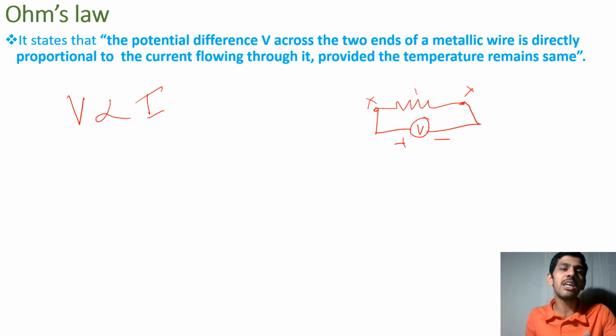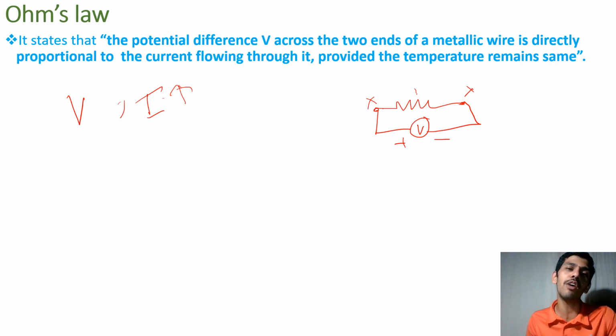What is the meaning of directly proportional? Directly proportional means as V increases, let us assume that I have increased the value of V. How to increase the value of V? In place of taking one battery, connect two batteries. At that time what happens? The potential difference increases. At that time, according to this law, what does it say? When I increase the potential difference, I also increases. V increases, I also increases.